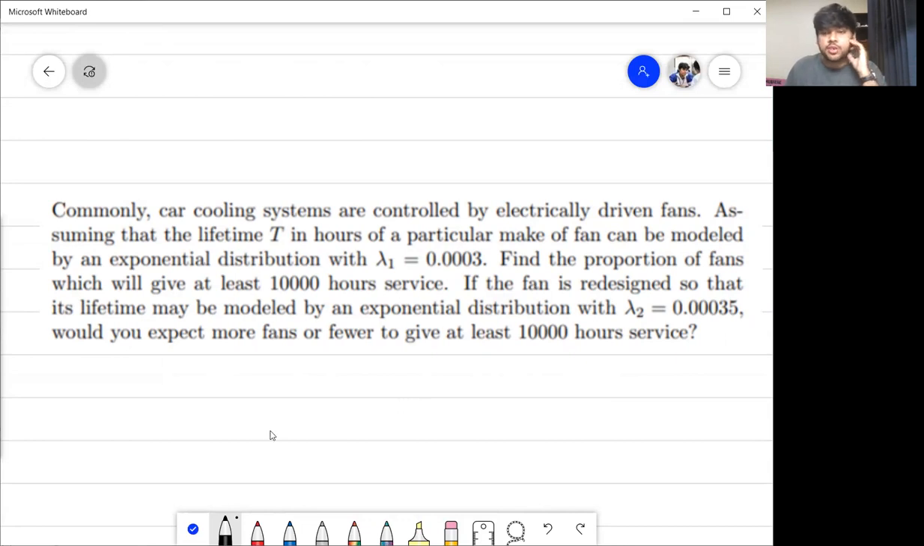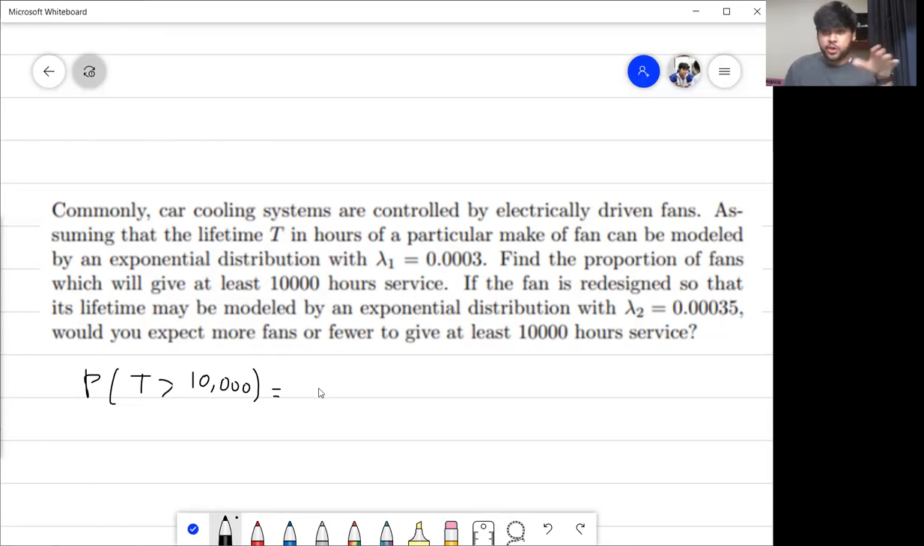So the question has told us that this is an exponential distribution. Okay. They've also given me the lambda of the exponential distribution. So it seems like a straightforward question. The question says find the proportion of fans which will give at least 10,000 hours. In terms of notation, at least would imply t greater than a certain t value. In this case, t is greater than 10,000.